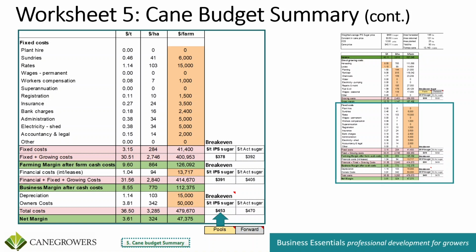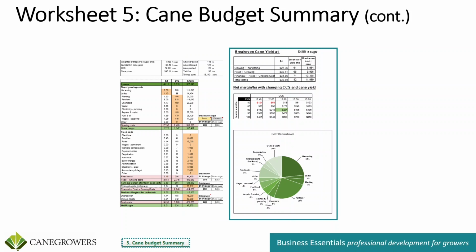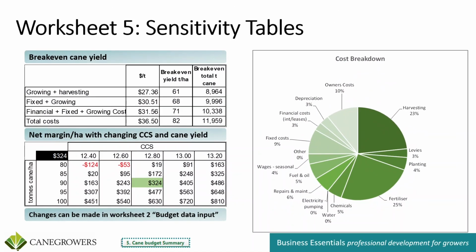Also on Worksheet 5 are some additional indicators that provide a bit more depth to the cost and net margin results. The first table indicates the break-even cost at each of the subtotal levels in the cost structure buildup and shows the cane yield and tonnage at the given sugar price that is required for the cost totals indicated.